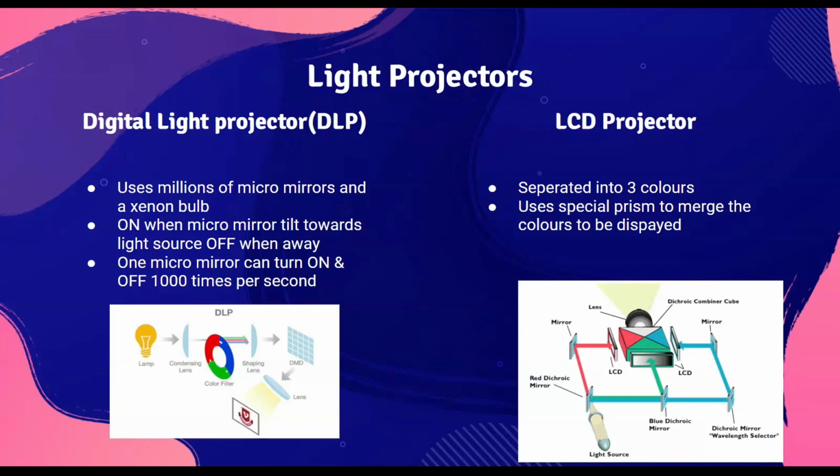As explained in the previous slide about LCD, the same happens here. Each time, light passing through an LCD will create an image of the respective color. If a white color is projected, then the red light passing through the LCD will create a red image, and the blue and green light create a blue and green image respectively. These three images will be combined using a dichroic combiner cube and then projected on the screen.